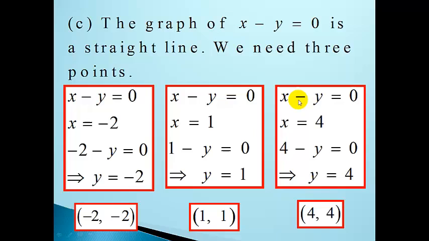Now let's consider the third point. x minus y equals 0. When x equals 4, then we have 4 minus y equals 0. Therefore, making y the subject, you have y is equal to 4. So 4, 4 is also another point.